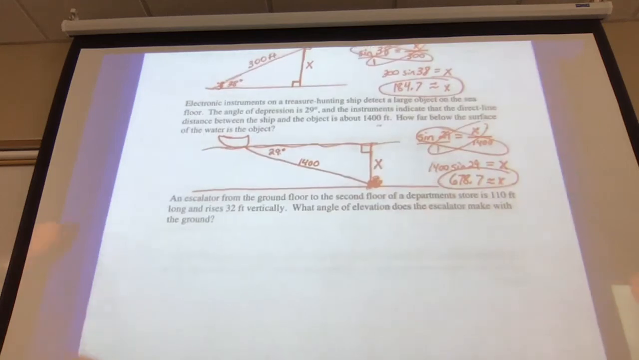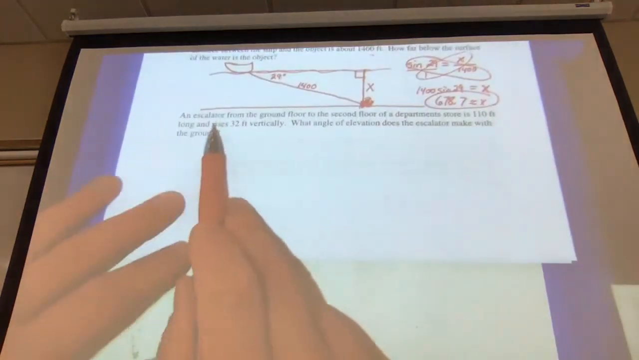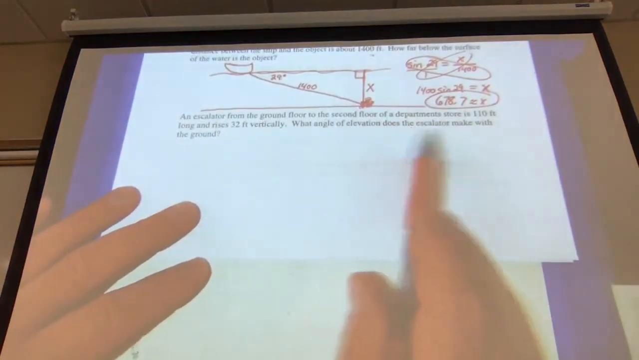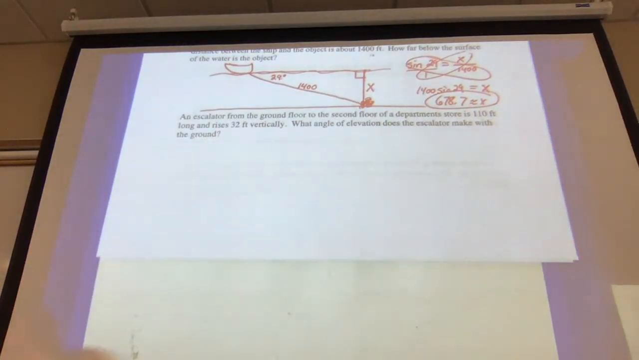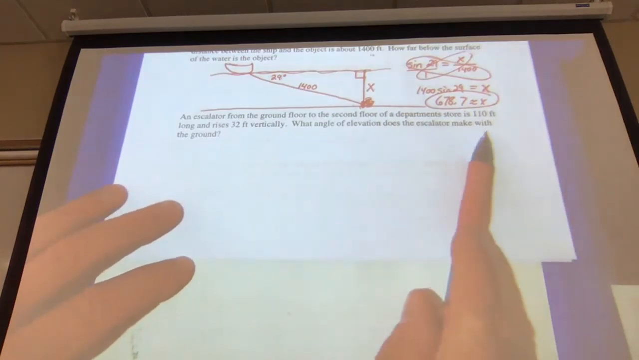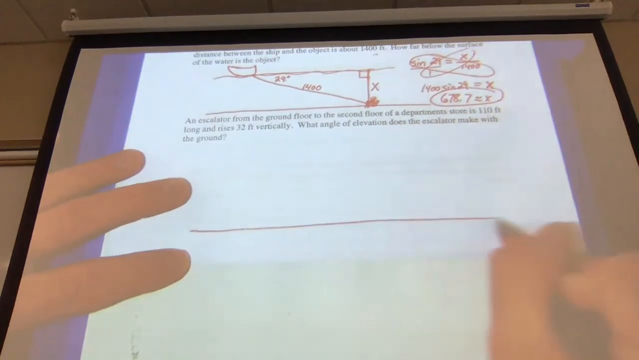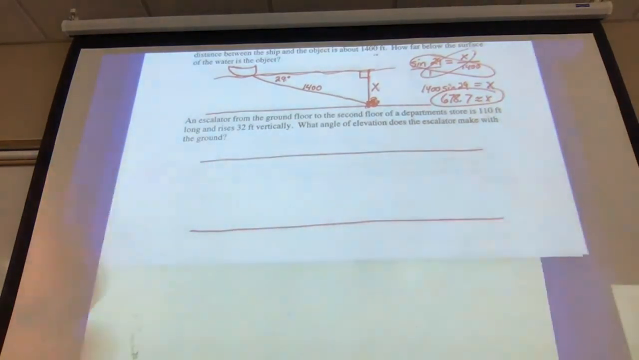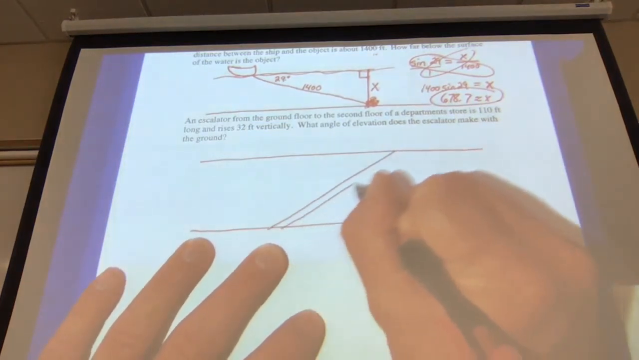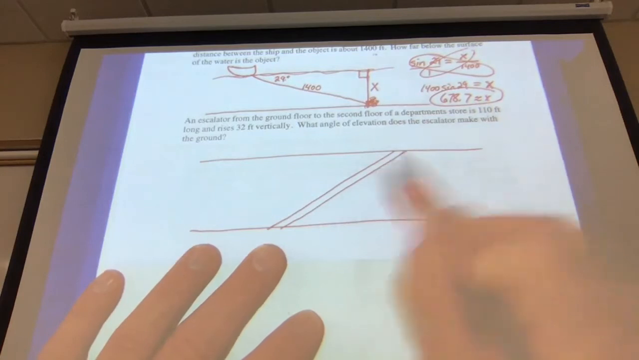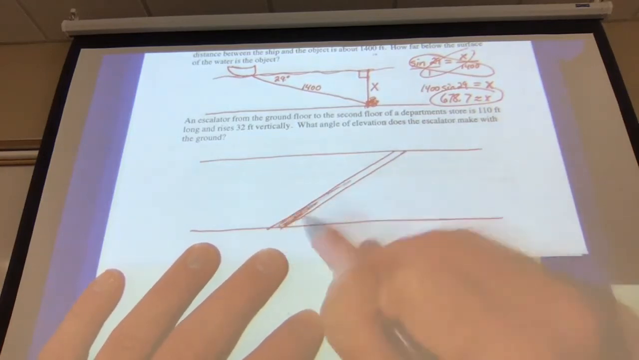All right, let's try the last one here. We have an escalator from the ground floor to the second floor of a department store. It's 110 feet long and it rises 32 feet vertically. Wants to know the angle of elevation the escalator makes with the ground. So for our picture here, here's the ground floor, here's the second floor. We've got an escalator that takes us from the ground floor up to the second floor. So this thing here, this is going to be our escalator.